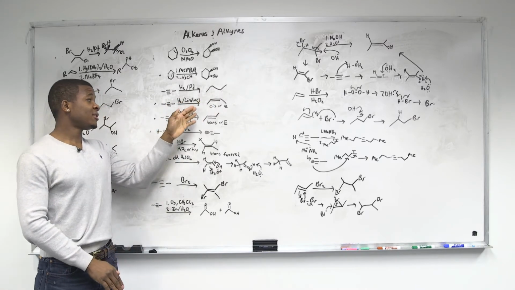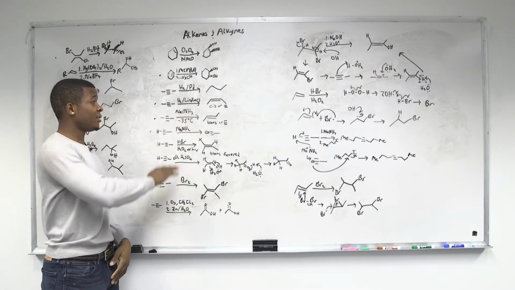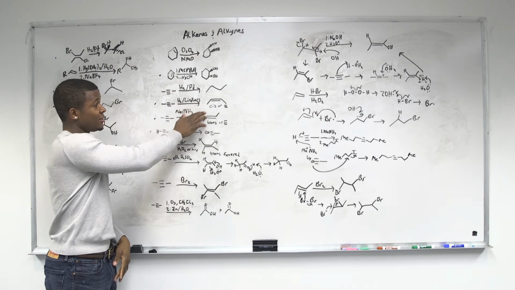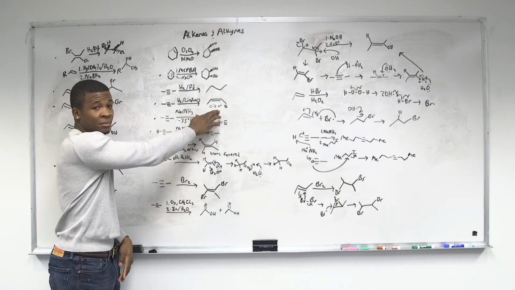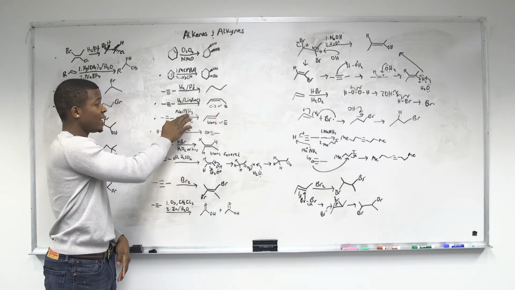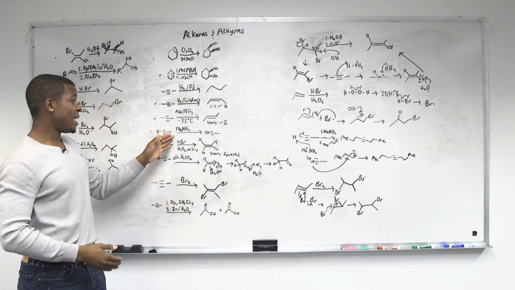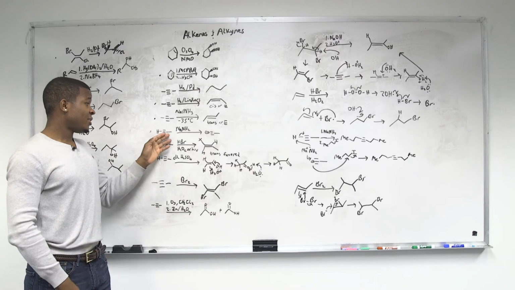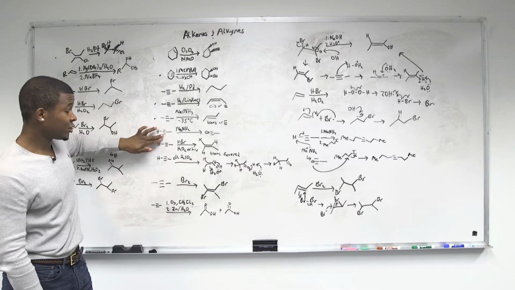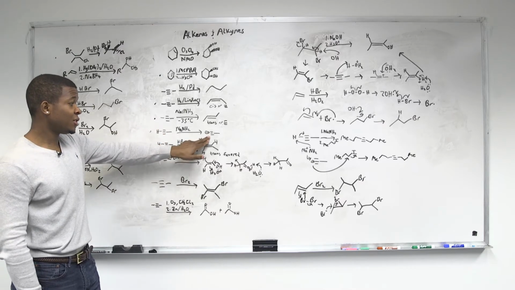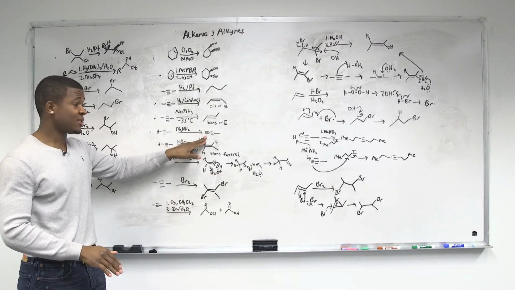Next, we have Lindlar's catalyst and Na over NH3. Keep in mind that these reactions kind of go hand in hand. With H2 over Lindlar's catalyst, we will turn an alkyne into a cis alkene, while Na over NH3 will take an alkyne and produce a trans alkene. Then we have NaNH2. In this case, it will take the H off a terminal alkyne and produce a good nucleophile. This one's going to be used in many multi-step reactions on your exam.